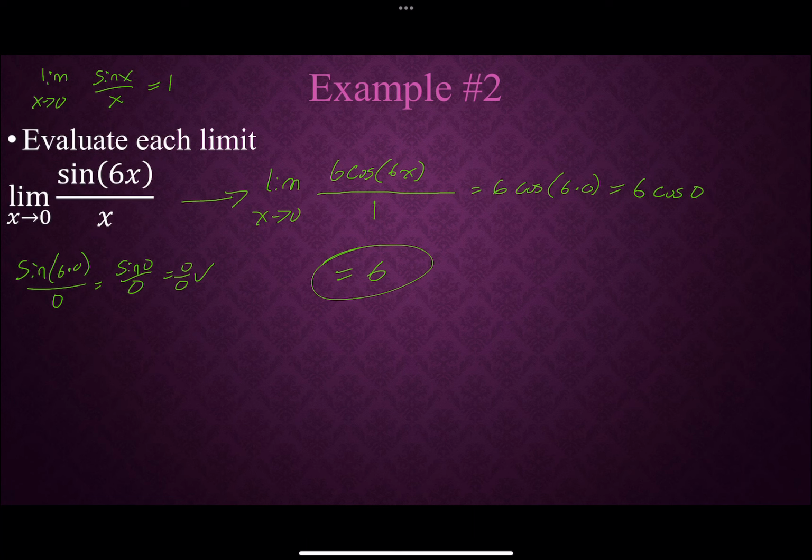All right. And again, there are ways to manipulate the sine 6x over x to create the rule right here, which is what some teachers will have you do. Again, I purposely avoid it because with L'Hopital's rule, this is a much quicker, more elegant process, and there's less you have to have memorized.